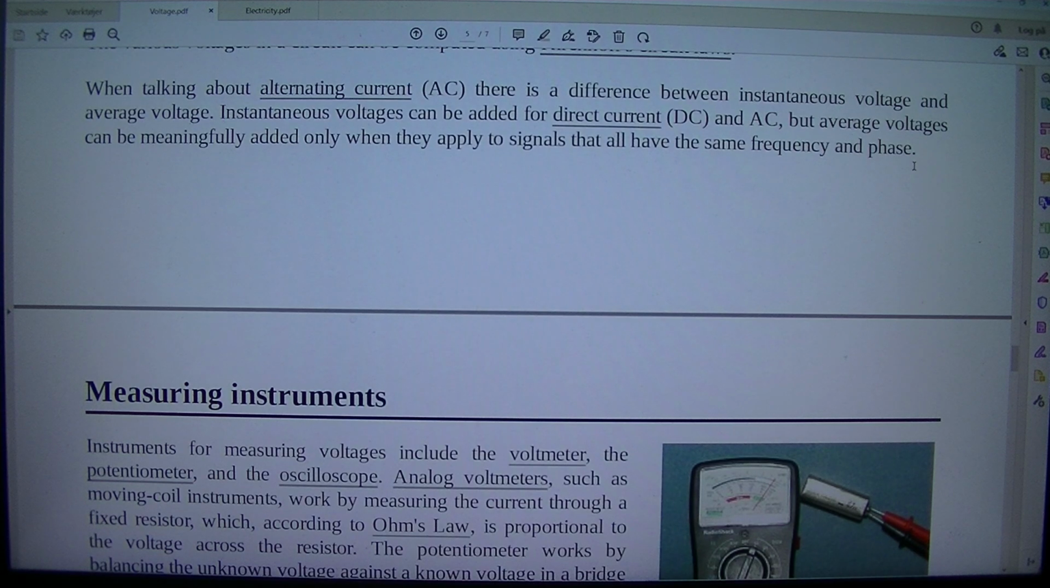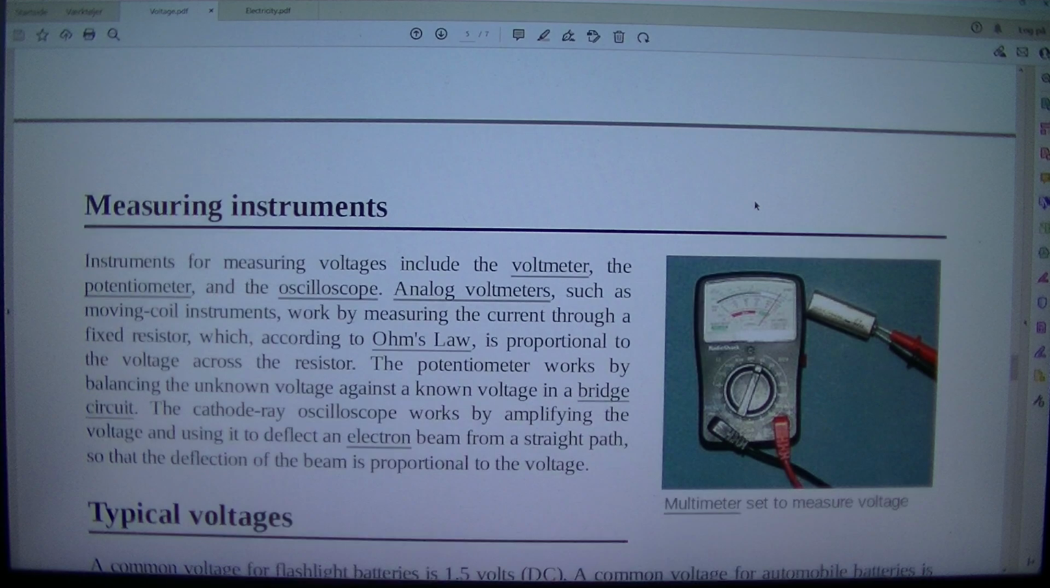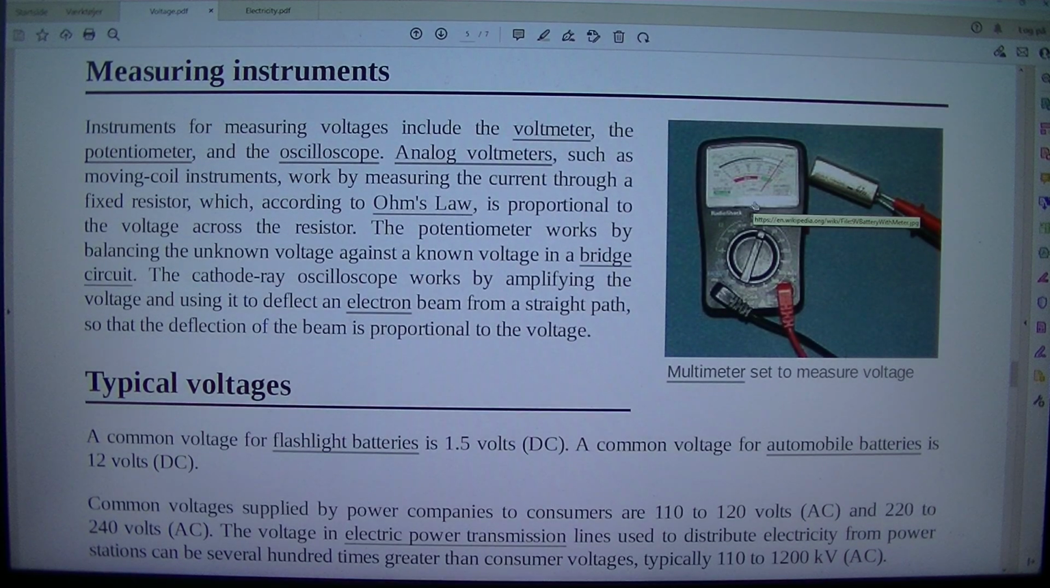Measuring instruments. Multimeter set to measure voltage. Instruments for measuring voltages include the voltmeter, the potentiometer, and the oscilloscope. Analog voltmeters, such as moving coil instruments, work by measuring the current through a fixed resistor, which, according to Ohm's law, is proportional to the voltage across the resistor.